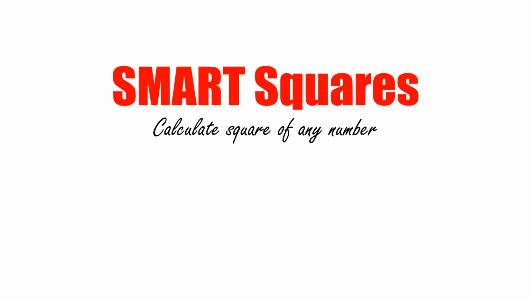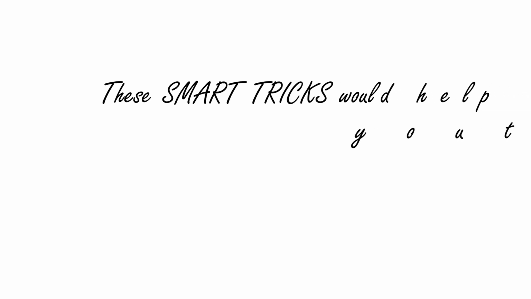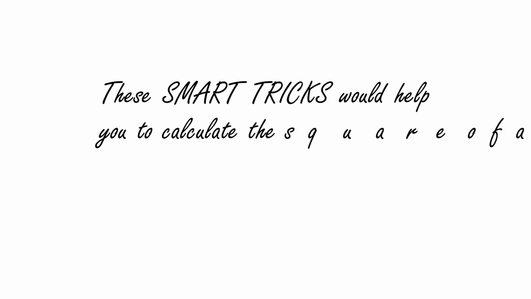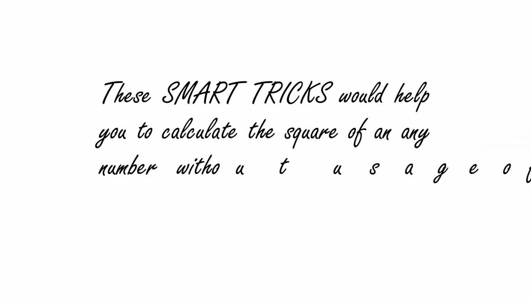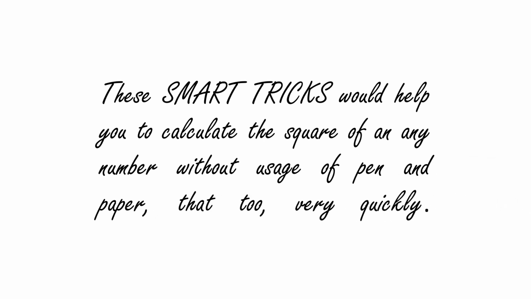Well, today I have come up with a topic called squares, and I call it smart squares. Why? Because I'll make you calculate the square of any number within just 2 seconds, right in your brain. If you watch my video, you'll be able to do this. These smart tricks would help you to calculate the squares of any number without even pen and paper, and that too very quickly in your brain.